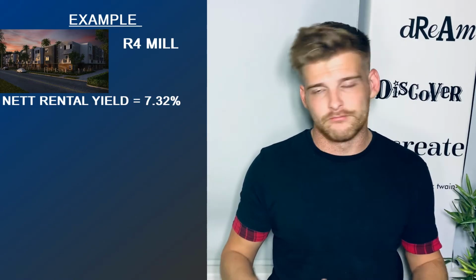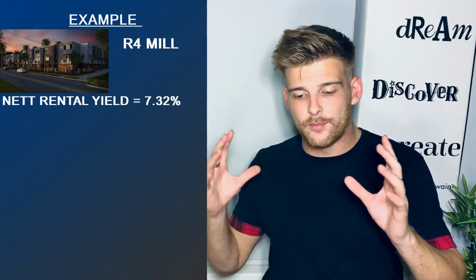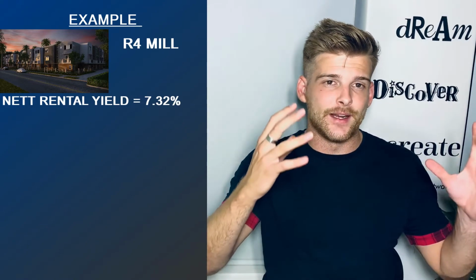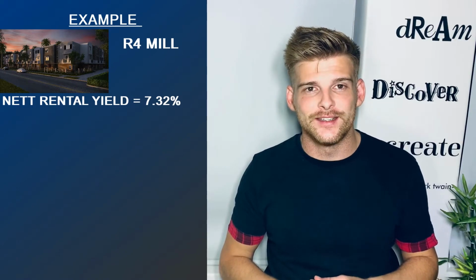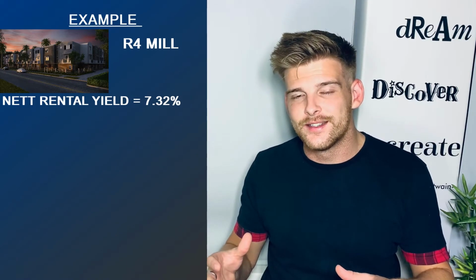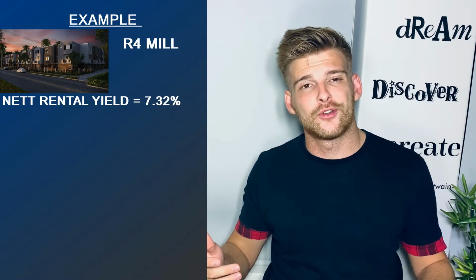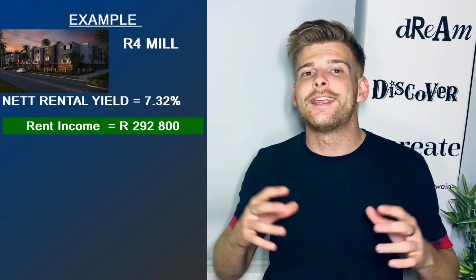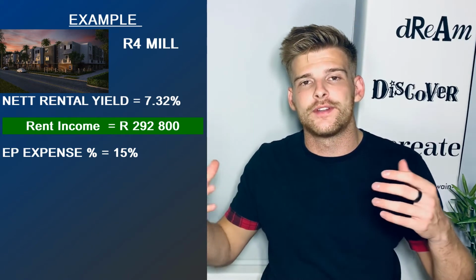Say the estimated net rental yield is 7.32%. Let's make it an odd number just so you can get the idea. The funding target was 4 million rand, and the estimated net rental yield is 7.32%. You're going to take that 7.32%, times it by the total value of 4 million, and in this case you're going to get 292,800 rand.